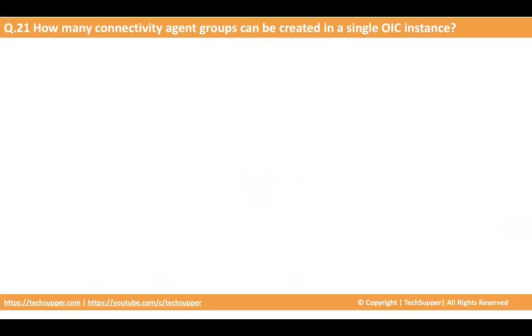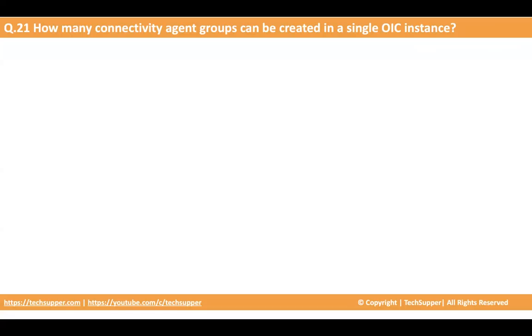So the first question of this part is, how many connectivity agent groups can be created in a single OIC instance? If you don't know the answer, you can log in to Oracle Integration, go to the agent groups, and start creating agent groups. And you will see when Oracle Integration prevents you from creating another agent group.